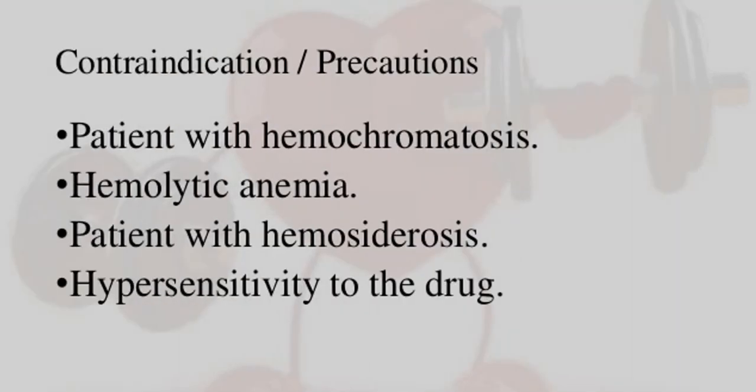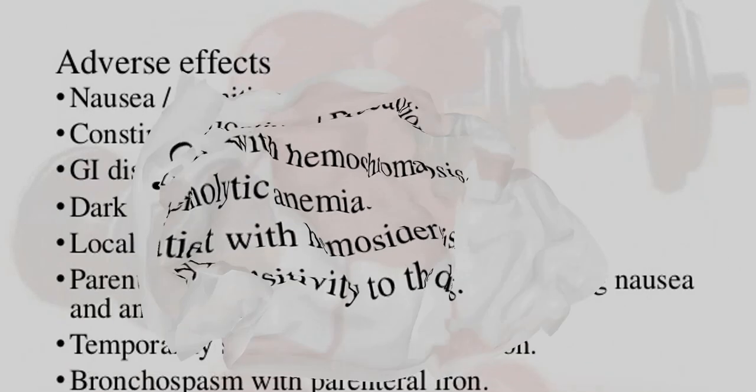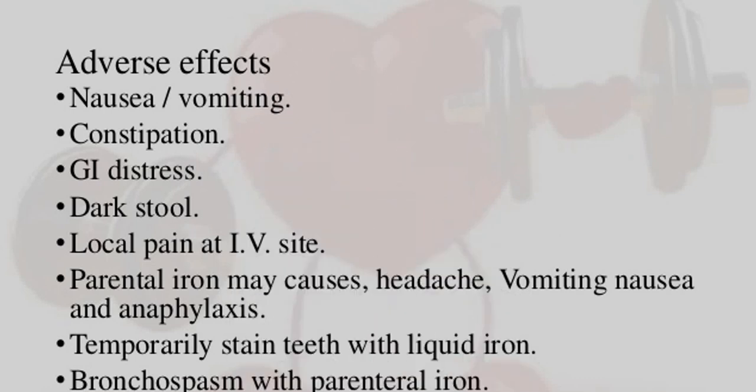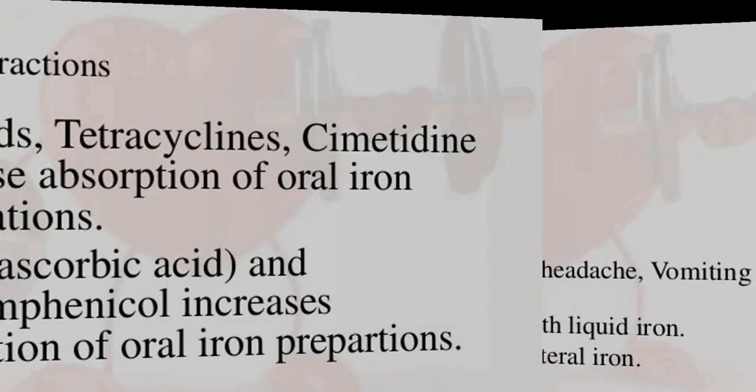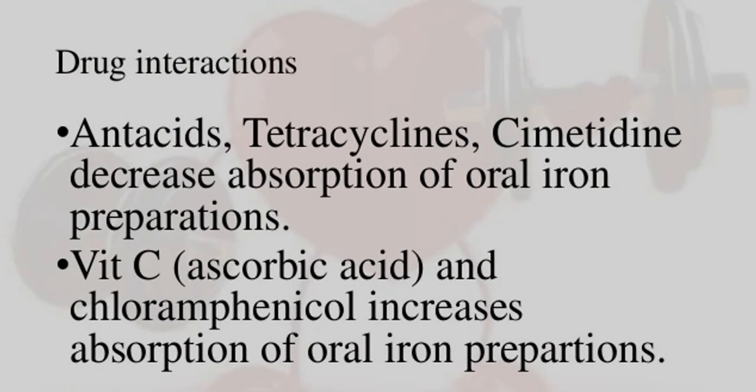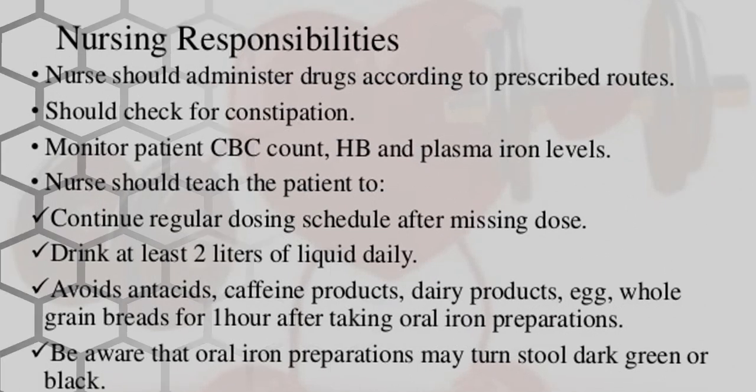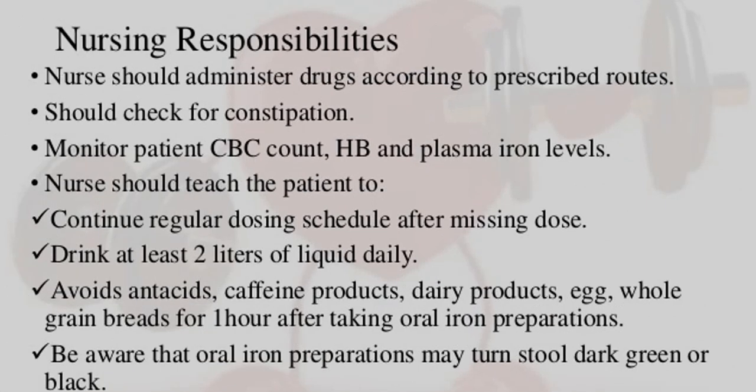We discussed the contraindications and precautions. There are some precautions: hypersensitivity to the drugs and hemolytic anemia. We discussed all this, and the adverse effects are nausea, vomiting and GI distress. After that we discussed drug interactions, how the drugs interact, and last we discussed in detail the nursing responsibilities for the drugs. Okay, so this topic is finished. Hope you all understood this topic. Thank you.